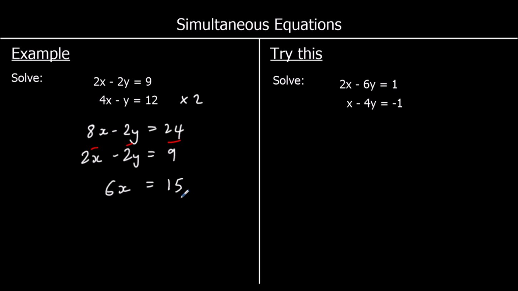So 6x equals 15. Divide both sides by 6. So x is 15 over 6. And I'm going to simplify that. They're both in the 3 times table. So that's 5 over 2, or 2.5. So x is 5 over 2, or 2.5.